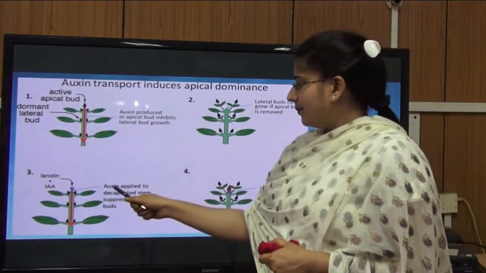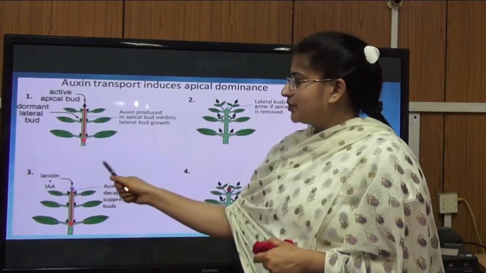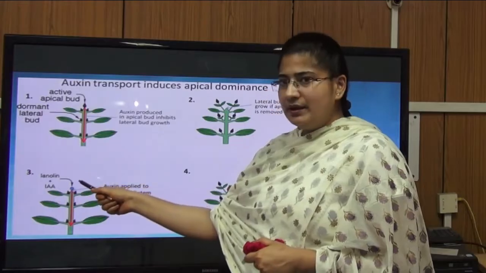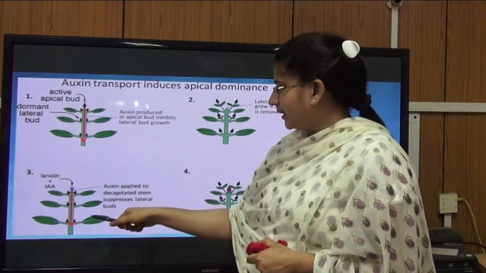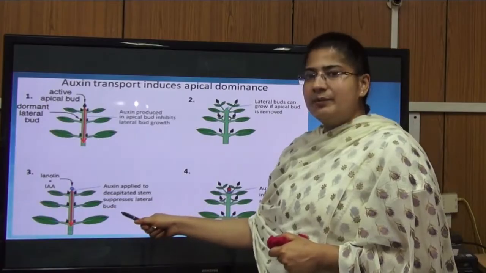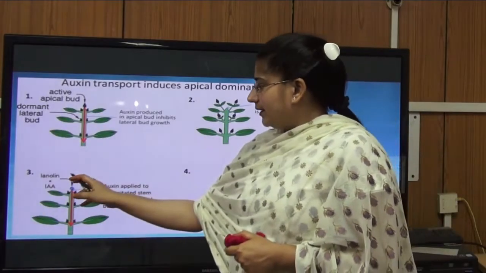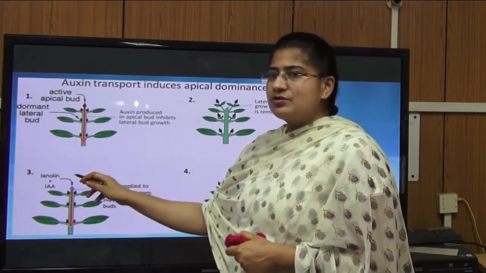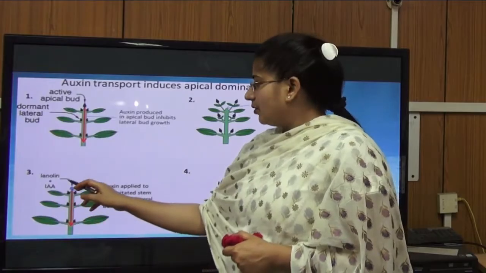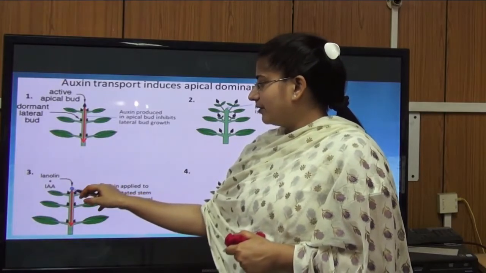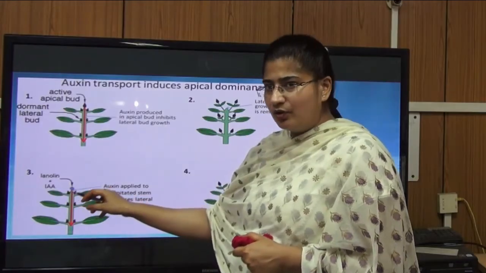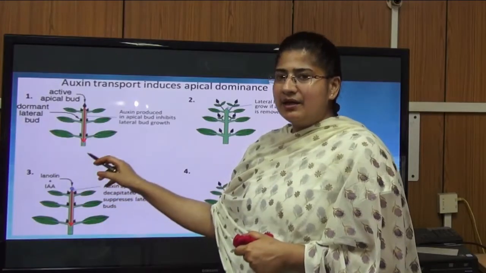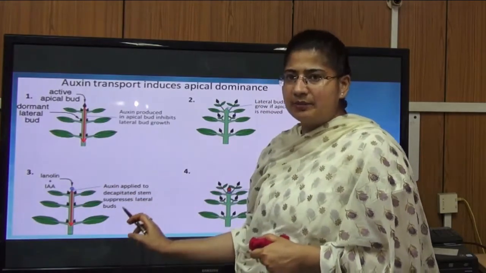Now in this case, the apical bud has been removed, but its substitute is there, meaning exogenous auxin has been applied along with lanolin. Then again the same effect will be there: the growth of the lateral bud will be suppressed. So what is lanolin? Lanolin is a fat-like substance obtained from wool, and it acts as a solvent for dissolving auxin. So auxin is dissolved in this, and this paste is applied over here. The apical bud has been removed, but this paste substitutes for the apical bud, and if it is present, it will suppress the growth of the lateral bud.